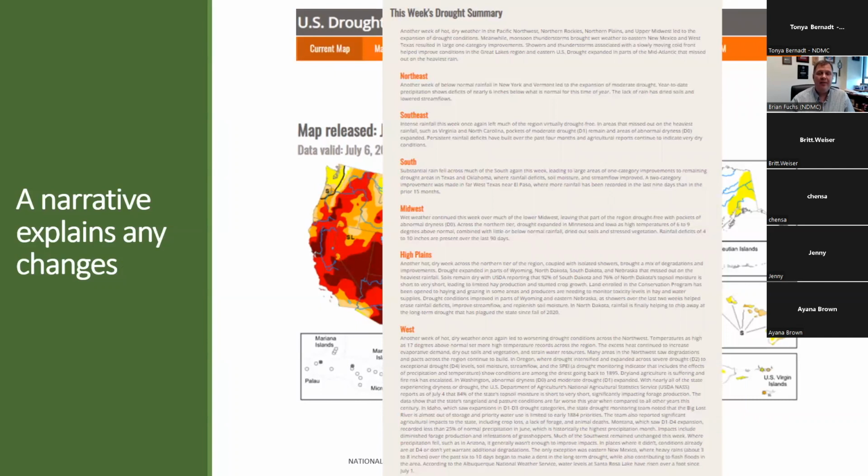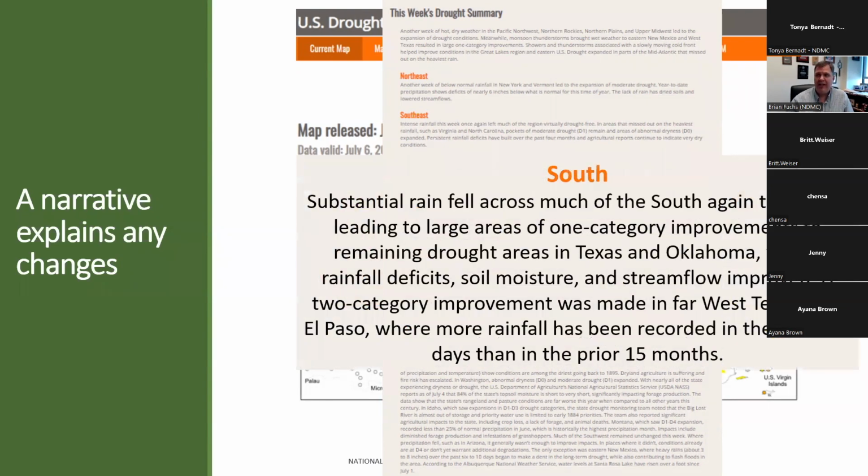As many sometimes skip over, there is a narrative that goes along with this map that explains the changes that took place each week, and it's done on a regional basis. So you can get a more localized synopsis of what was taking place. And just one example of something that was in the narrative, just talking about how rain fell across the region, and it allowed for improvements in some of the different indices and indicators we look at, and why changes were being made on that map. So sometimes the map by itself may not answer all the questions you may have, but looking at that narrative and the additional information that's provided in that narrative can help to explain why or why not the map changed the way it did.